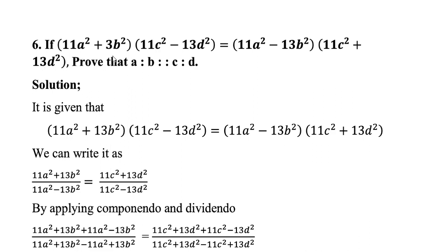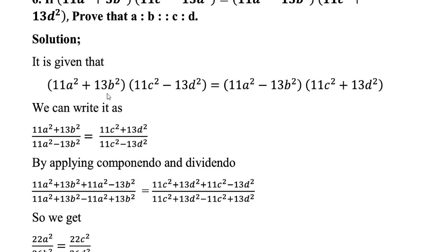Come to the next problem. (11a² + 13b²) into (11c² - 13d²) is equal to (11a² - 13b²) into (11c² + 13d²). Prove that a is to b is to c is to d. So first I will write the equation. After that we can write like this, that (11a² + 13b²)/(11a² - 13b²) is equal to this part, that is (11c² + 13d²)/(11c² - 13d²).